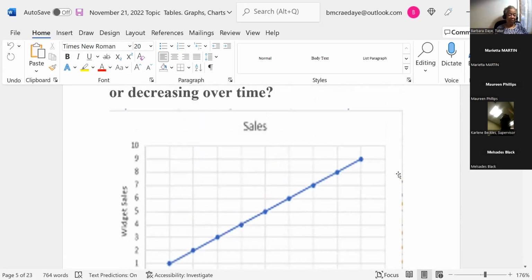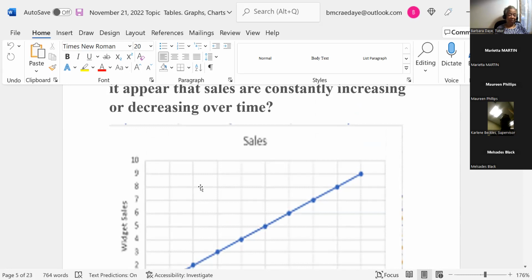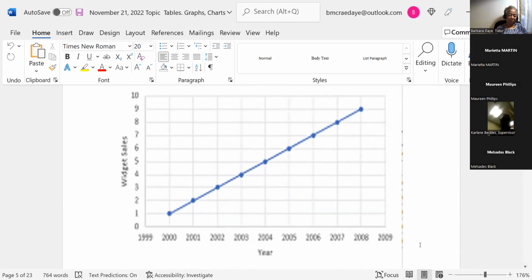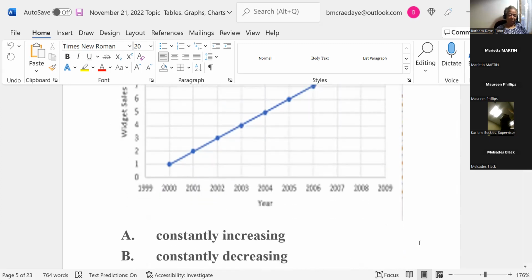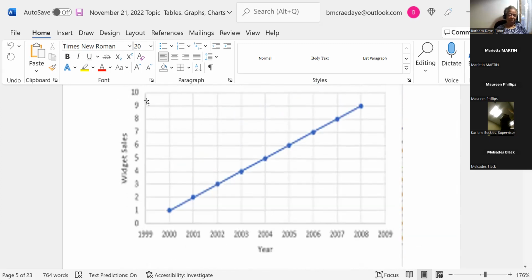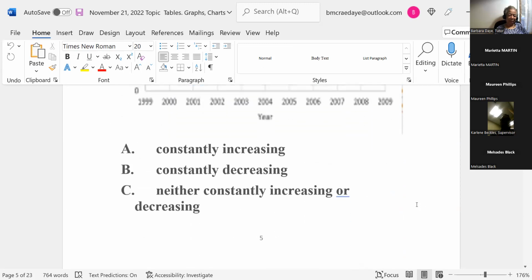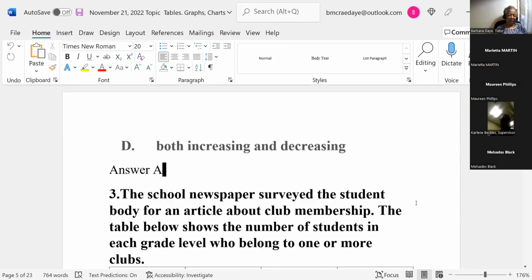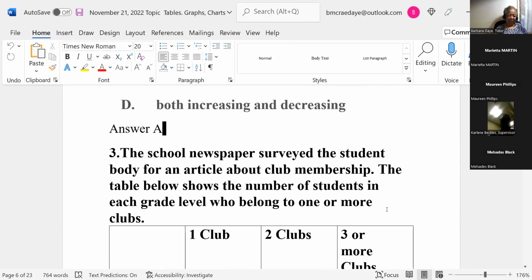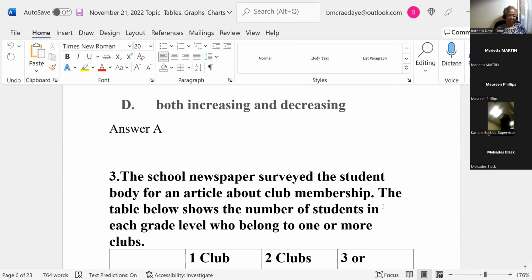And like I said, if it was decreasing, the line would slope down. In other words, you could say I had sales of 10 at 2000, and now at 2005, I've got sales of 6. That's a decrease, right? Okay, so let's look at number 3 now.